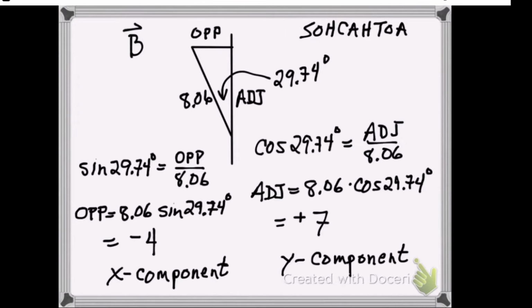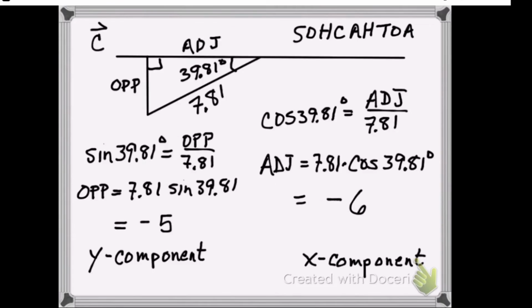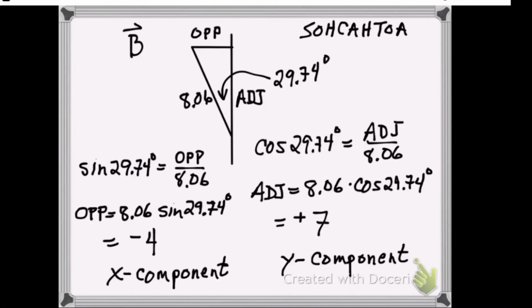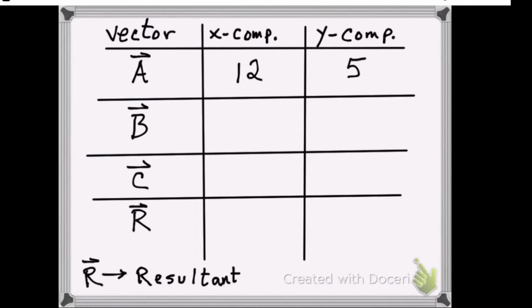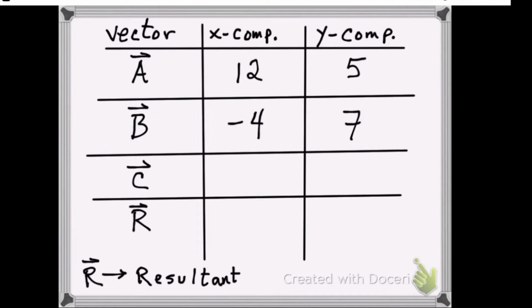So let's go back and grab the x and y components. The x component is positive 12 for vector A, the y component is positive 5. So 12 and 5, and we know both of those are positive. Vector B, the x component is negative 4, the y component is positive 7. So negative 4 for the x component, positive 7 for the y component. And then vector C, both components are negative. The x component is negative 6, and the y component is negative 5. So negative 6 and negative 5.